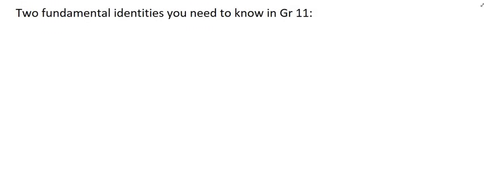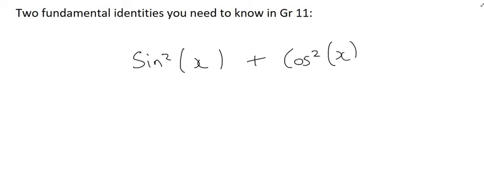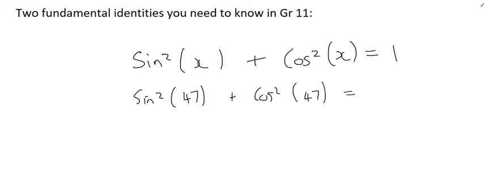The first one is to remember that sin squared of any type of angle, so we can say x, plus the cos squared of any kind of angle will always give you a value of 1. Now, this x means anything. So, I could have sin squared of 47 plus the cos squared, as long as it's also a 47, then the answer is always 1. You can try this on your calculator.